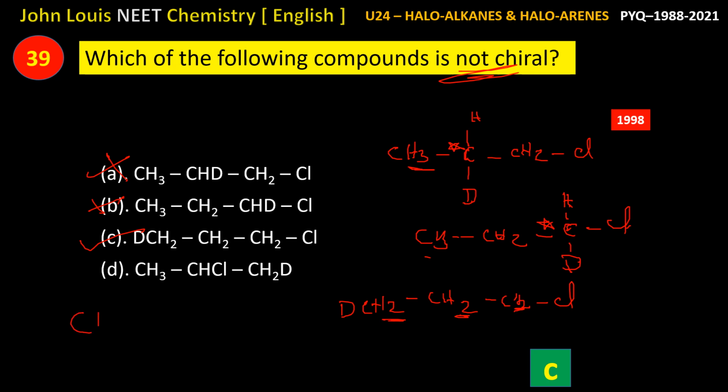Option D, if you take CH3, then CH, Cl, then CH2D. This carbon has three hydrogens, so it cannot be chiral. This carbon is having one hydrogen, one chlorine, CH2D and then CH3. All four groups are different. Therefore this is also having a chiral carbon. Therefore this cannot be the correct answer because they are asking which one of the following compounds is not chiral.